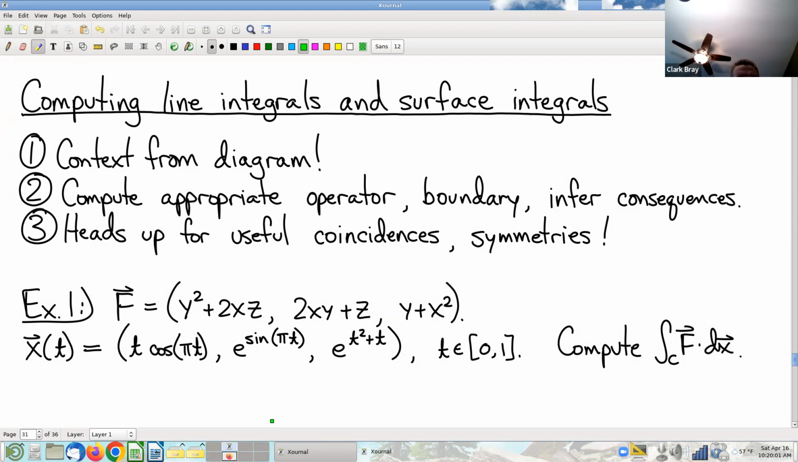There are 6 examples here that I'm going to go through about how to compute line integrals and surface integrals. And it's really just strategy. I'm not going to give you any mathematical tools that we haven't already talked about in class. This is just a little bit of working experience and thought processes that I think are strategically effective.